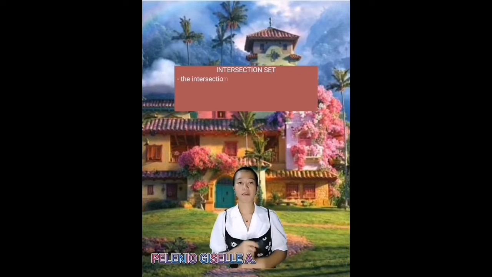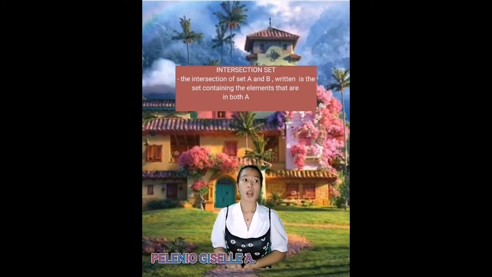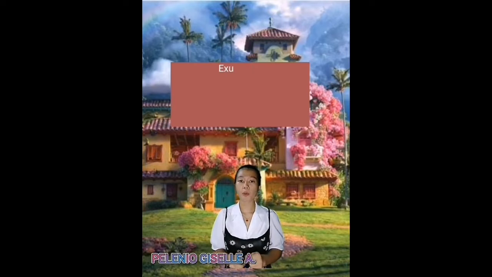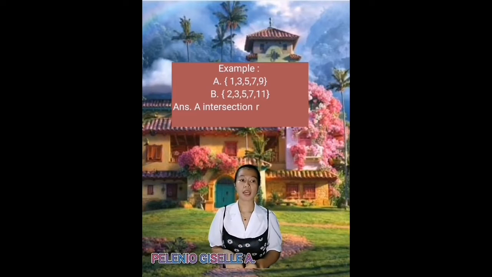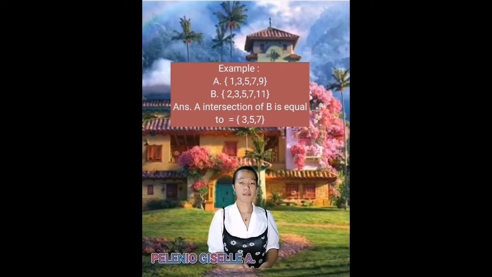Intersection of sets. The intersection of sets A and B, written A and B, is the set containing the elements that are in both A and B. So the intersection elements are the common elements. For example, A is the set of 1, 3, 5, 7, and 9, and B is 2, 3, 5, 7, and 11. So the common elements are 3, 5, 7.